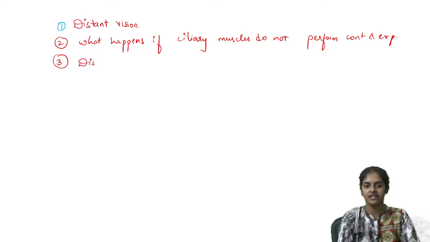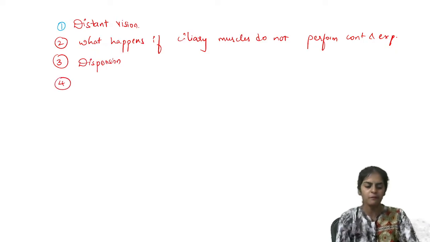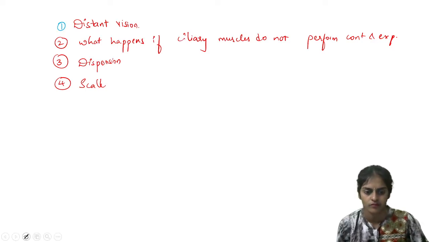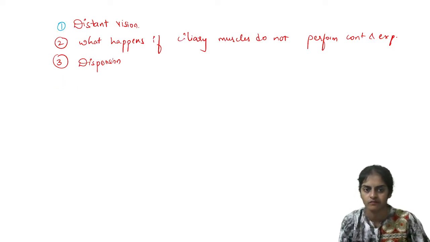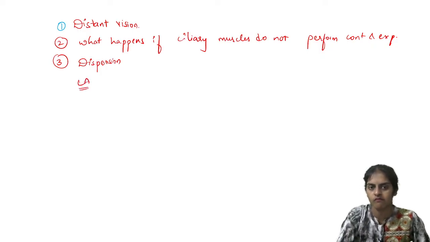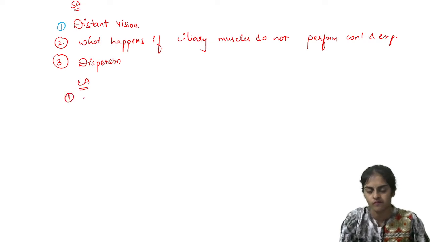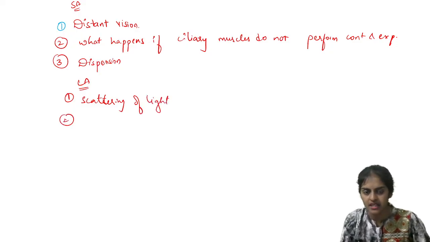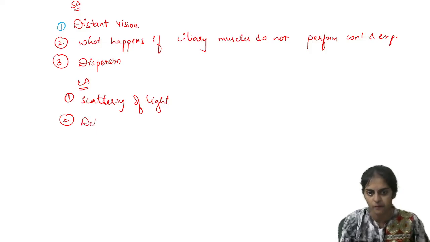Then dispersion in daily life: where do you find dispersion in your daily life, they ask this question, very short ones. Okay, and scattering of light experiment, it is actually long. Okay, so see the chapter. So in long, the scattering of light experiment, with a prism, and also defects.